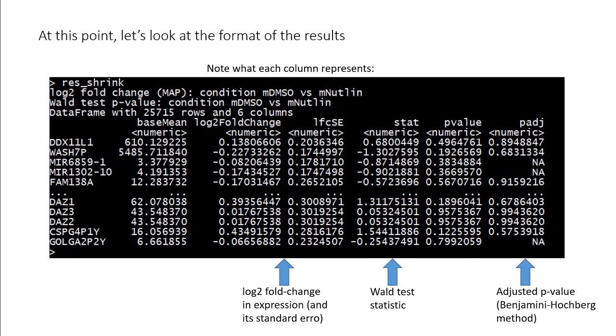At this point, let's look at the format of the results object we just created. One can see that the rows correspond to the genes, with the first column being the gene IDs. The second column is the baseline average expression level. The third and fourth columns are the log fold change and its standard error. The fifth column is the result of the statistical test used to determine significance. And lastly, the adjusted p-values are found in the seventh column.